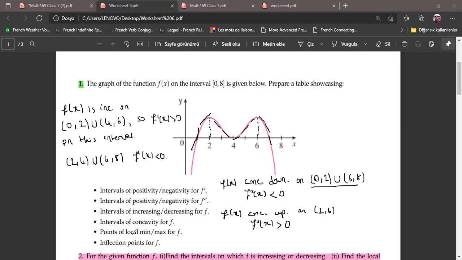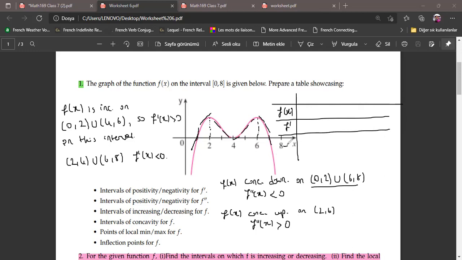What about the points of local minimum and maximum of f? Here we can make the table first. Maybe it will be clear. f of x, f prime, f double prime. So what do we have here? The points 0, 2, 4, 6, and 8. Okay, the domain is here from 0 to 8.